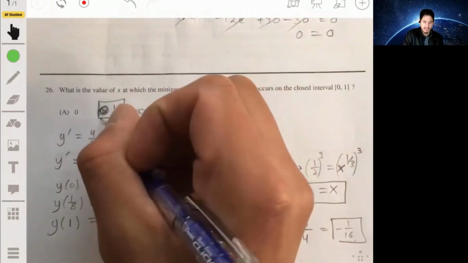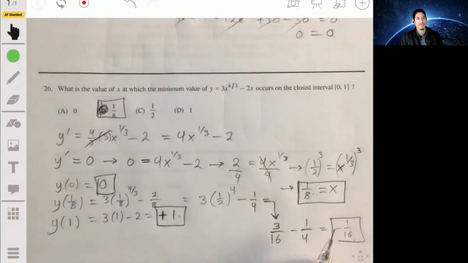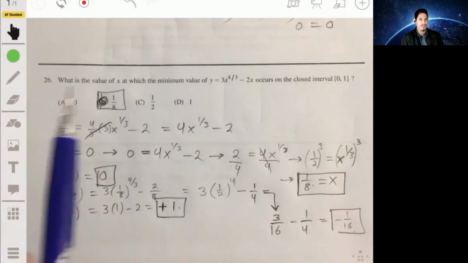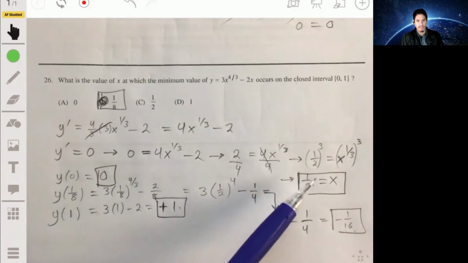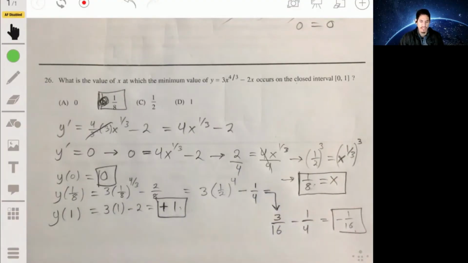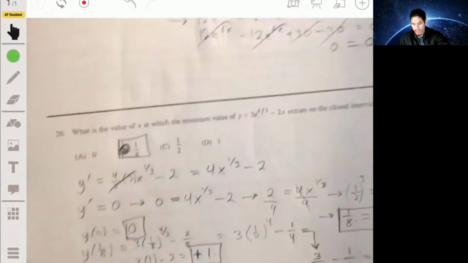And again, on a test, it's usually going to be pretty obvious, or maybe not obvious, but they usually want to test one concept, to see if you know how to find the critical value. So you usually may not have to waste time evaluating each one, but it's good just to double check.